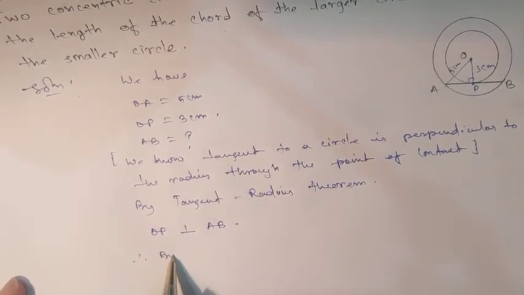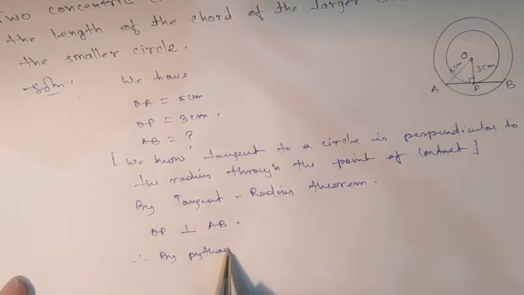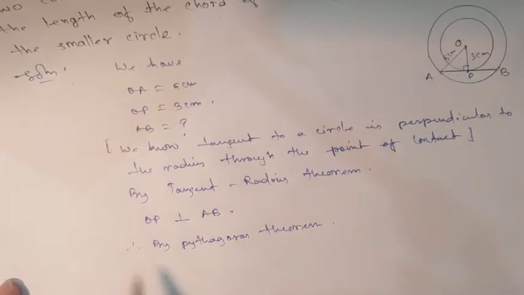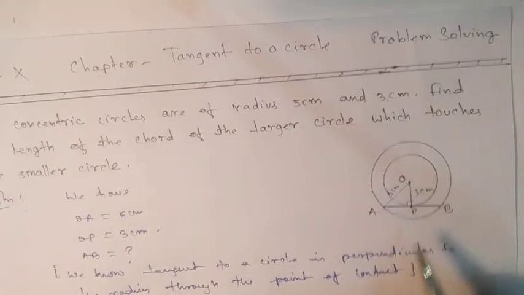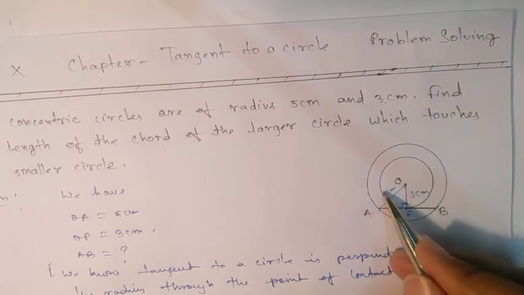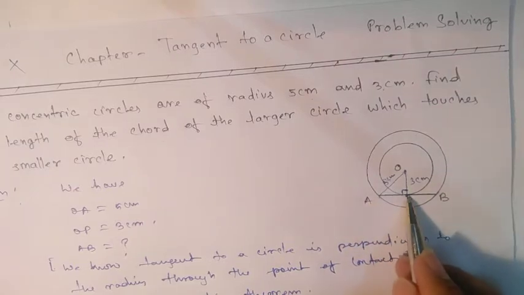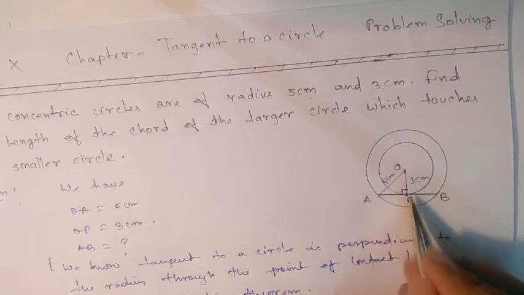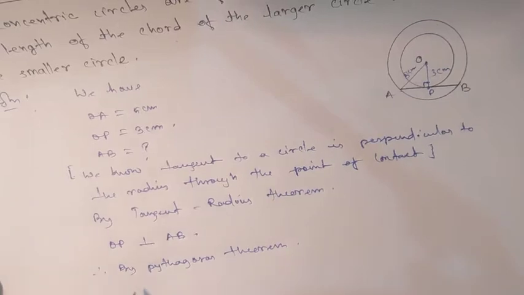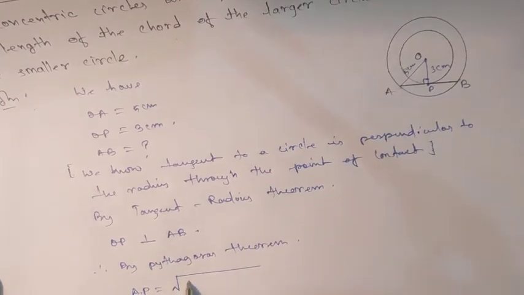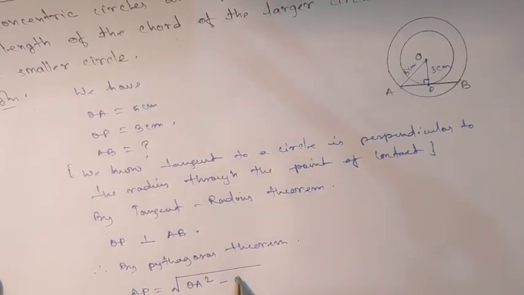Therefore, by Pythagoras theorem, we can find the value of AP. Look here, this is your 90 degrees, so the opposite of this is the hypotenuse, and hypotenuse square equals AP square plus OP square. So AP square can be written as OA square minus OP square. So by Pythagoras theorem, directly we can write AP equals root over OA square minus OP square.